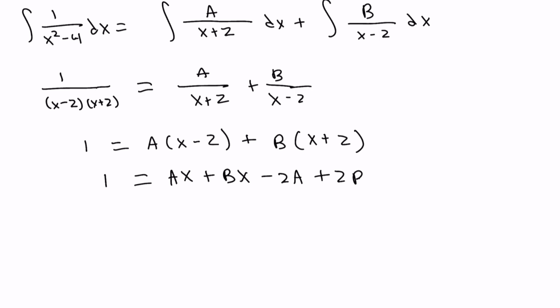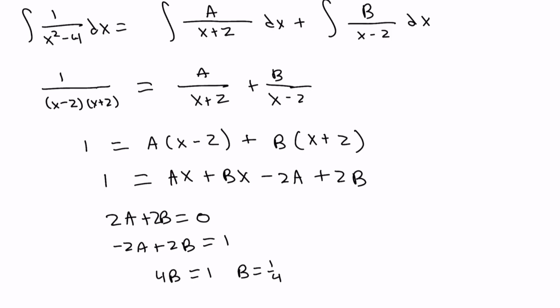plus 2b. So we can see that on the left side of the equation there are no terms with an x value, so we know that a plus b is going to be equal to 0. And then we see that there is a 1 on the left side of the equation, so we know that negative 2a plus 2b is going to be equal to 1. So we can multiply the top equation by 2, and then once we add these equations, we get 4b is equal to 1, so b is equal to 1/4. And then if we substitute in for a, we get 2 times b, which is 1/2, and 2a is equal to negative 1/2, so a is equal to negative 1/4.